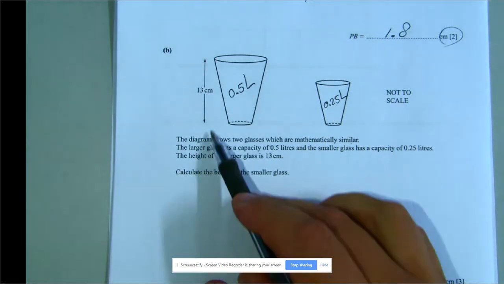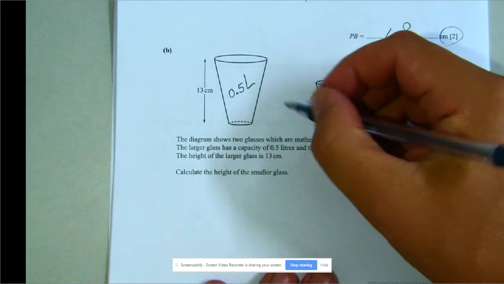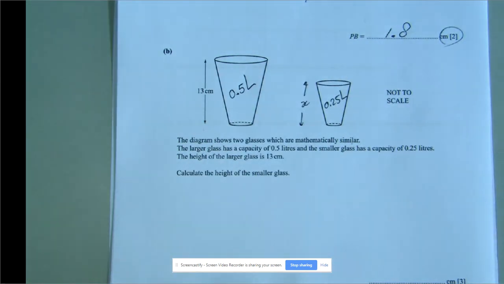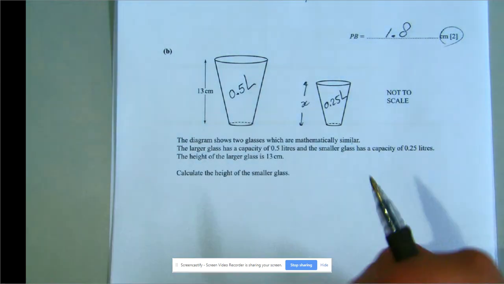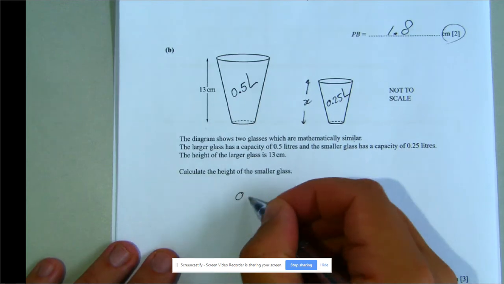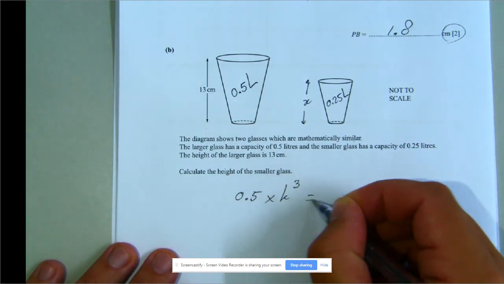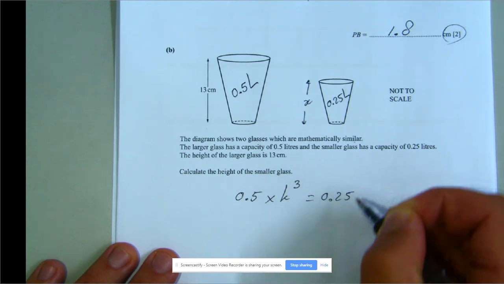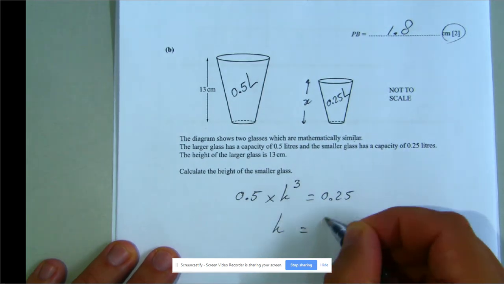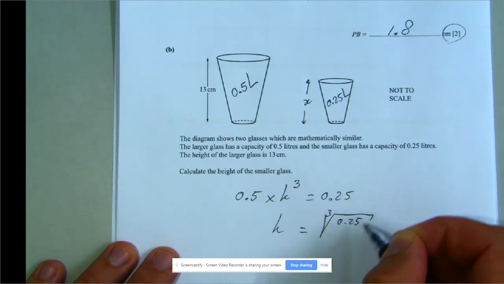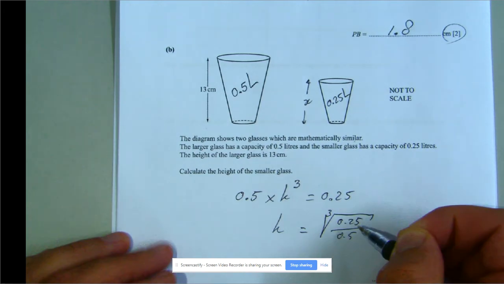The height is 13 centimeters of the larger one. What is the height of the smaller one? Again, to find that height, we need to find the scale factor. And with volume, it is the scale factor cubed to give you the other volume. And if you have no idea what I'm talking about, at xtrainingmaths.com, I explain that in a lot of detail.